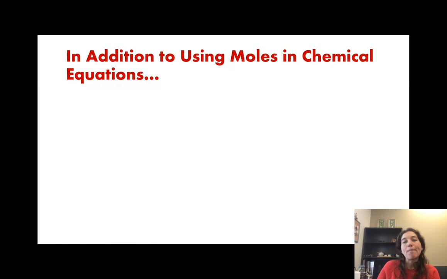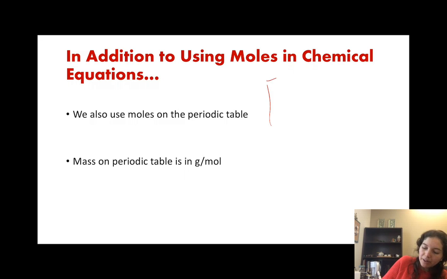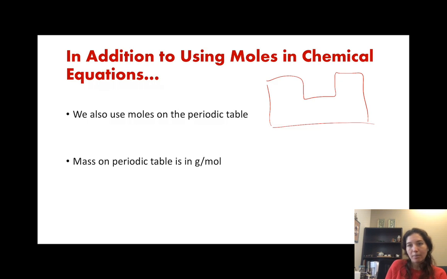Let's talk about using moles in chemical equations and using them in unit conversion. We use moles a lot in order to describe things on the periodic table. So if you take your mass on the periodic table, we've been talking a lot about molar mass, and say let's look at hydrogen. The molar mass of hydrogen is 1.01. Well, 1.01 what, right? What's the unit on that?